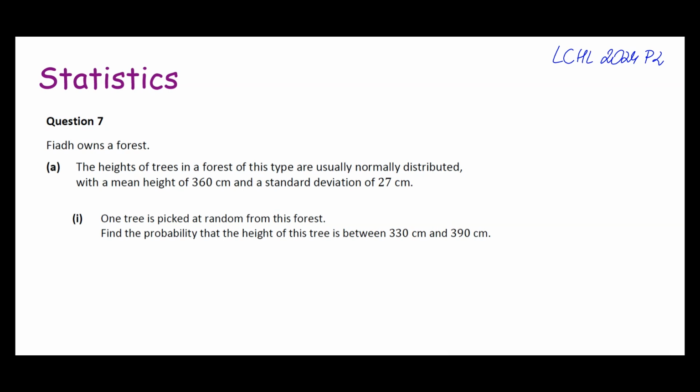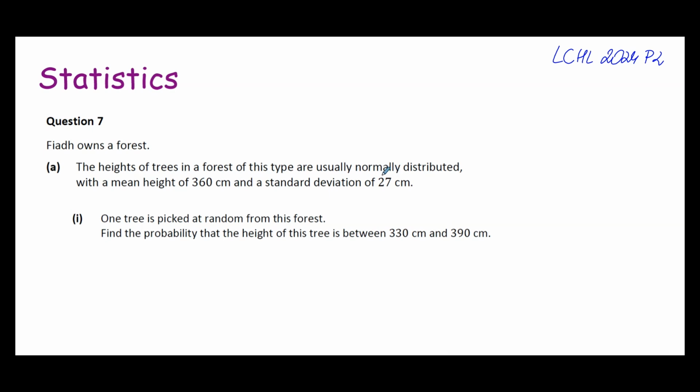In your exam, with statistics, there is one item that shows up all the time, and we're going to see it here. Fida owns a forest. The heights of the trees in the forest of this type are usually normally distributed with a mean height of 360 and a standard deviation of 27.